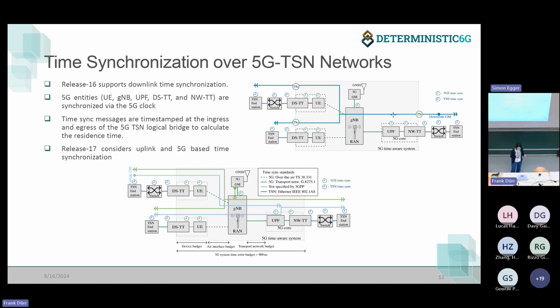Now, if we look at the overall synchronization, the 5G clock synchronizes all the 5G entities in the 5G system. This means that the UE, DSTT, UPF, NWTT, all of them are synchronized to the 5G time. And when the sync message is traversing from the TSN network over the 5G, we are always given a time error budget. What the 5G system is allowed to add is around 900 nanoseconds.